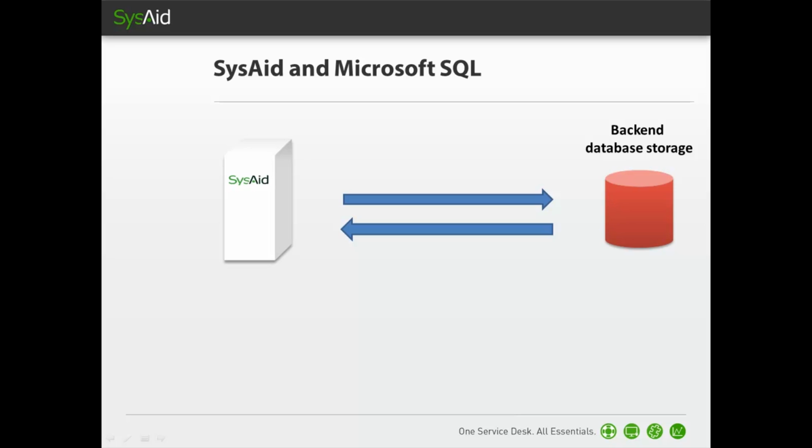Right, so let's take a look at how SysAid interacts with Microsoft SQL now during the installation process. The way SysAid connects to the database to store data on it and pull data from it is using JTDS. JTDS is an open source JDBC driver. Not going to go too deep into the explanation of what JDBC means, but it's just a form of connecting from Java applications to databases. So JTDS is an open source connector, open source driver, and we use that to connect.